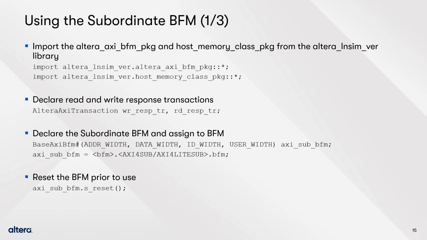To use the subordinate BFM, the first thing we'll need to do is include our Altera AXI BFM package and our host memory class package into our System Verilog test bench. Then we'll declare our read and write response transactions. And then we'll declare our subordinate BFM and assign it to the BFM that we instantiated in our test bench. And the same as before, before we can use our BFM, we need to reset it.